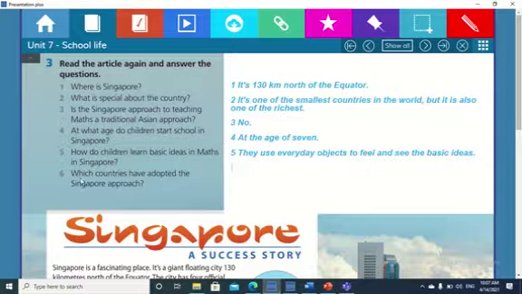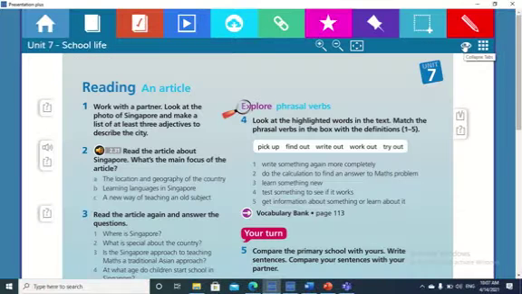What about the last question? Which countries have chosen the Singapore approach, the way? Of course, we talked about the UK and the USA. Here we have 6 comprehension questions about maths in Singapore. So let's move now to exercise 4. What do we have in number 4?